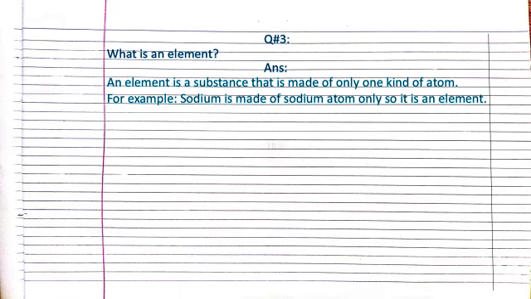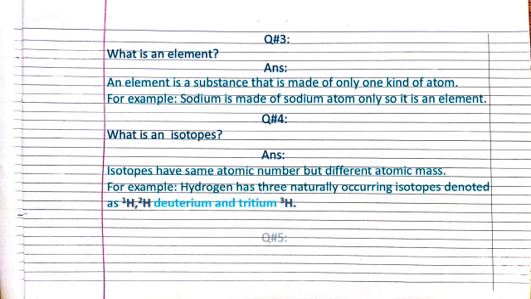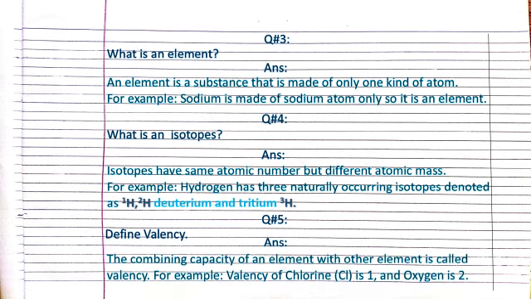Okay, now write the question number 3. What is an element? Then write its answer. After that, write the question number 4. What is an isotopes? Write its answer. Then write the question number 5. Define valency. Then write its answer. So dear students, you all will write down these question answers on your science notebook with neat handwriting.